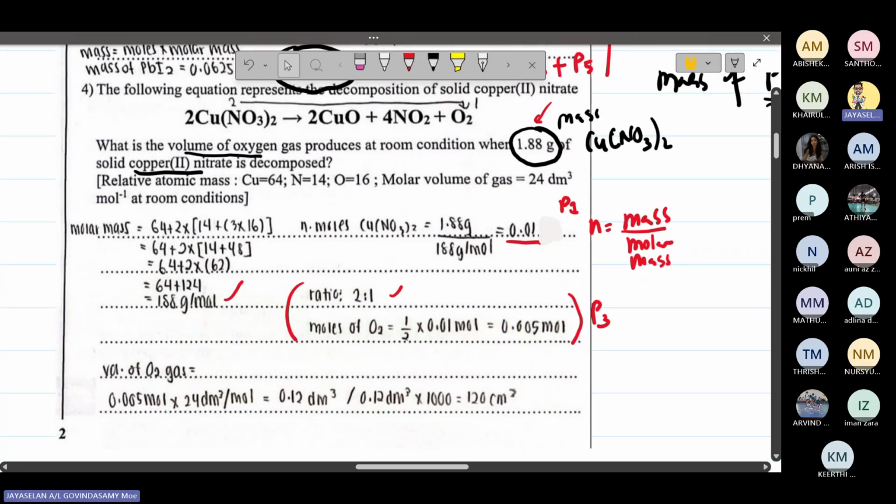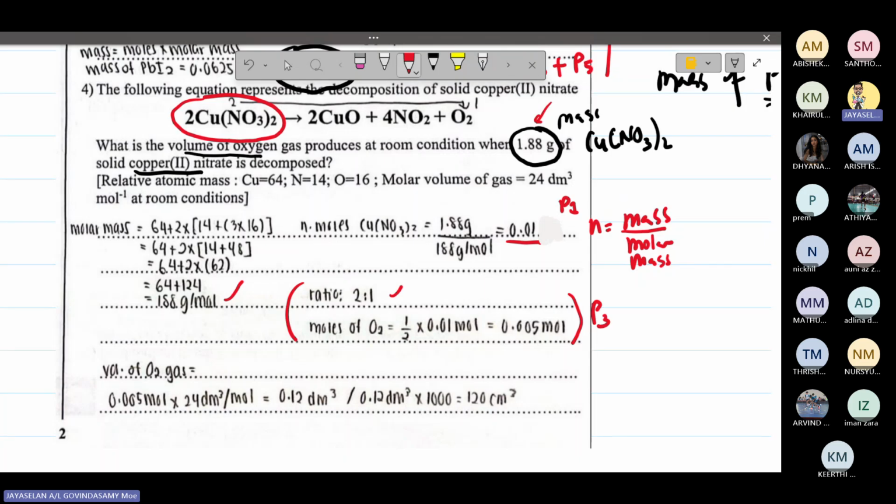How to find the ratio? This one, you have the information 2 mole of copper 2 nitrate, and they ask you to find oxygen, right? Oxygen 1 mole. 2 becomes 1. Half. Okay, she already put half here. She already compared from the equation. That means she already scores 0.2. I need 0.2, show the ratio.